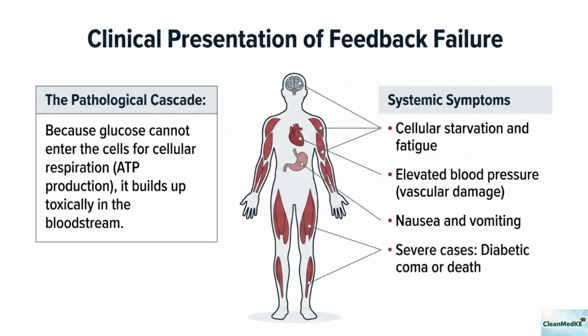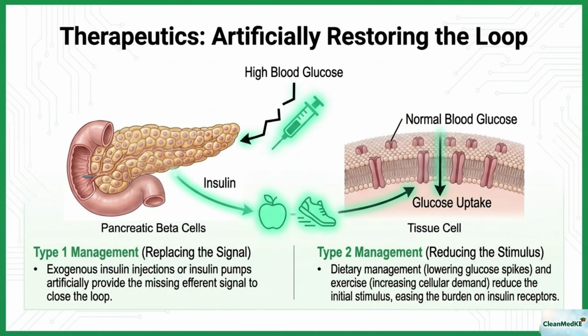When these loops fail, it creates a pathological cascade. Because glucose cannot enter the cells for energy, the body enters a state of cellular starvation and fatigue. Meanwhile, the excess sugar in the bloodstream causes vascular damage, leading to elevated blood pressure, nausea, and, in severe cases, diabetic coma or death. Modern medicine aims to artificially restore the broken loop.